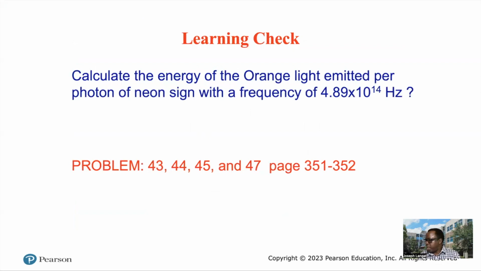having gone through the worked example, let's see another learning check problem. You are asked to find the what? Calculate the energy of orange light emitted per photon of a neon sign with a frequency of 4.89 times 10 to 14.